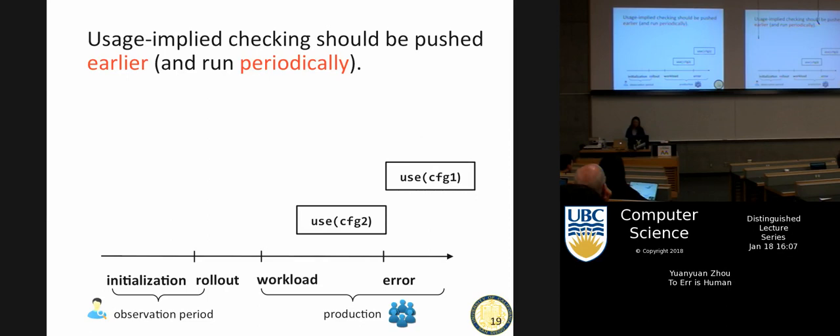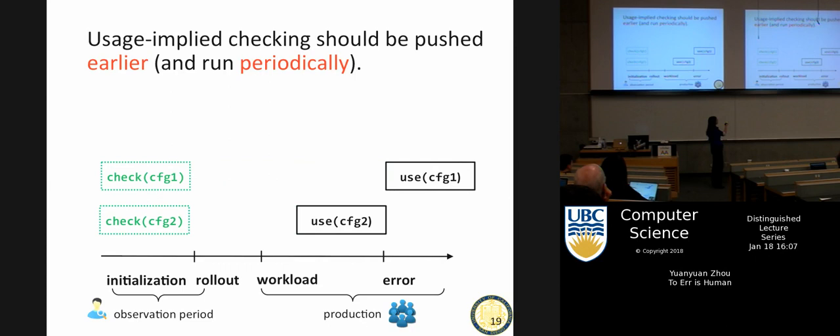So what we actually do is, since the software itself already uses the parameter, we take the usage and come up with similar checking code, and then move it into the initial stage. This way you can detect some errors early. Of course, as I said earlier, you cannot detect all kinds of errors, but at least you can detect those that violate simple things.